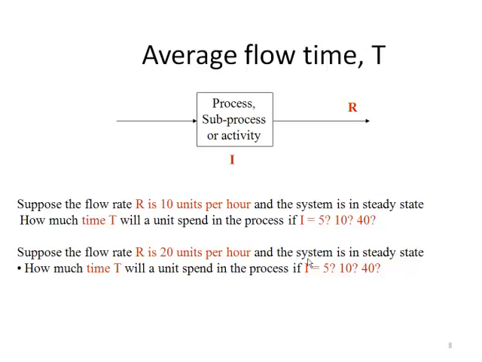If it goes up to a flow rate of 20, then we'll burn through those 5 units of inventory in 1/4 of an hour. If the inventory is 10, we'll be able to process that in half an hour. Finally, if our flow rate is 20 units per hour and our inventory is 40 units, then it's going to take 2 hours to push out all 40 of those units.